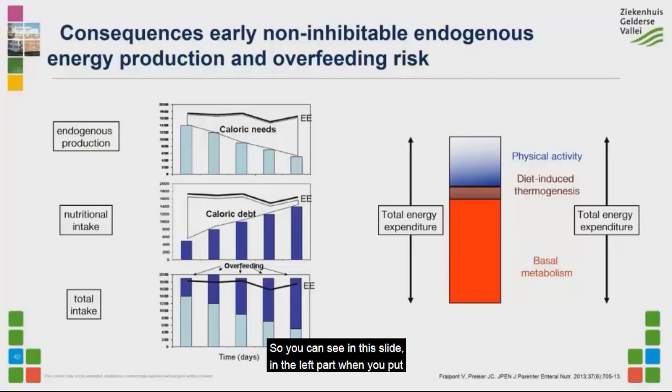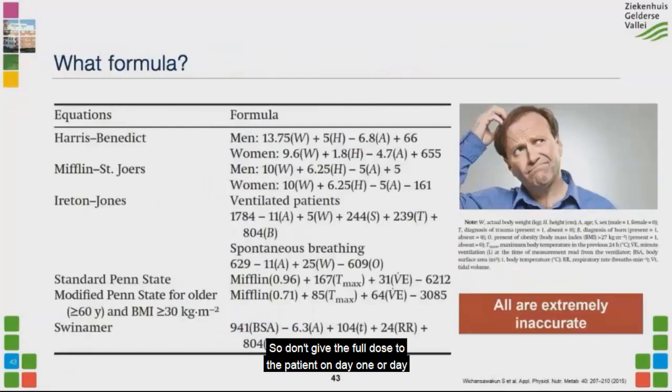So you can see in this slide in the left part, when you put exogenous feeding on top of this endogenous energy production, we can overfeed the patient. And this is the reason that we now recommend to gradually progress to the target in maybe 3 or 4 days. So don't give the full dose to the patient on day 1 or day 2.